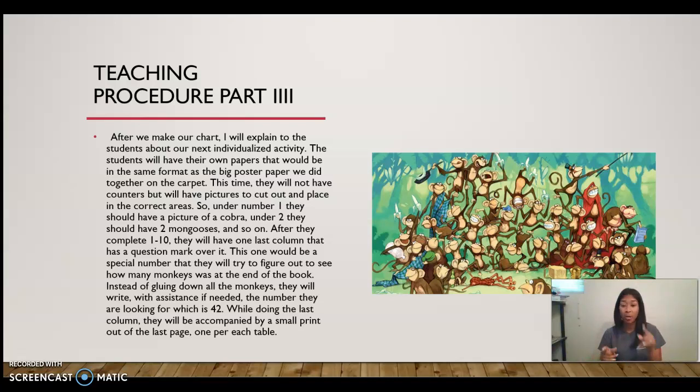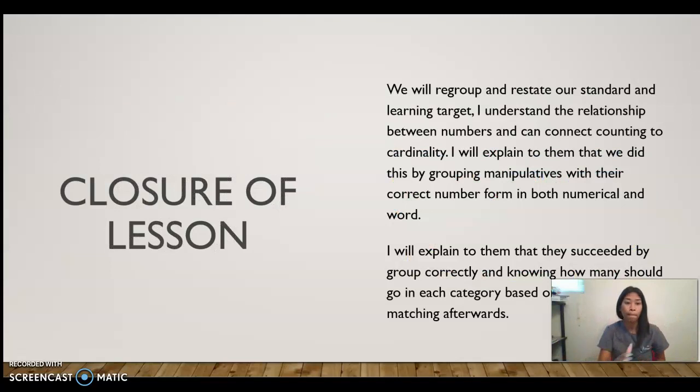So after they count and are able to tell us that the number is 42, we're going to help them write the number 42 in that slot, instead of actually cutting out 42 monkeys. They will be accompanied by a teacher if they need any help, of course. That will be our special number at the end. And if they're done with all that, they're able to color in any of the pictures that they have.